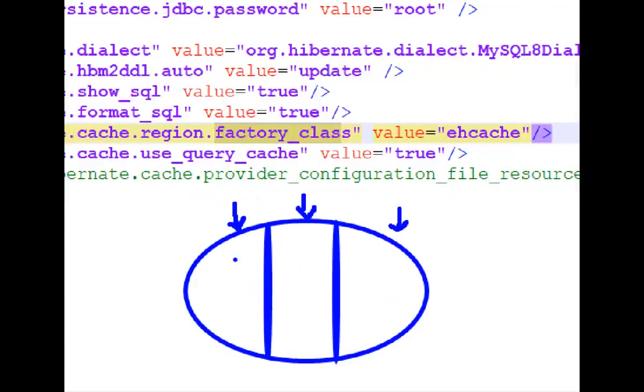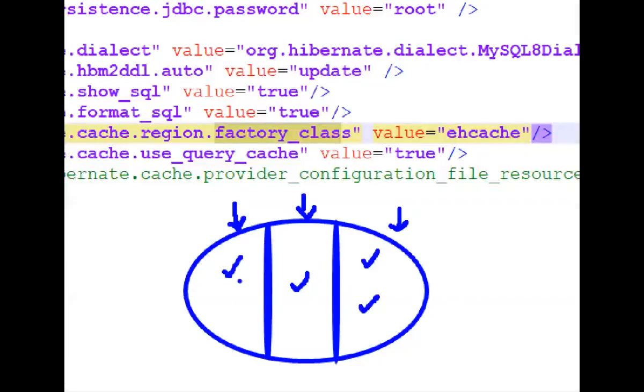We can give a name. In this region, I want to store only employee objects. In this region, I want to store only customer objects. In this region, I want to store product objects and some other objects like department objects. This is one region, and this is another region. This cache can be divided into multiple regions.